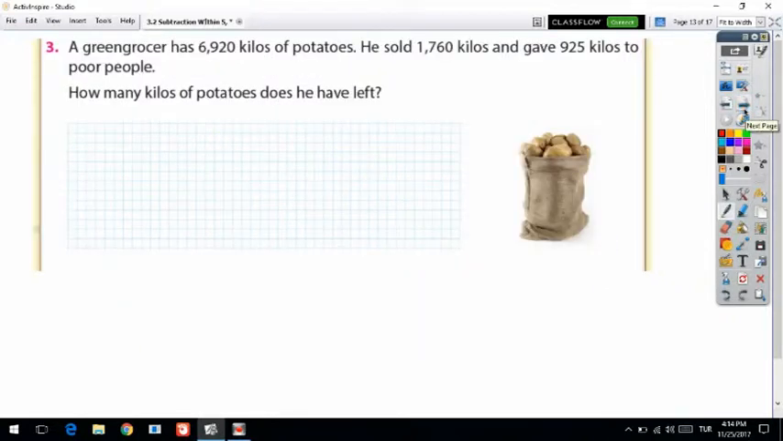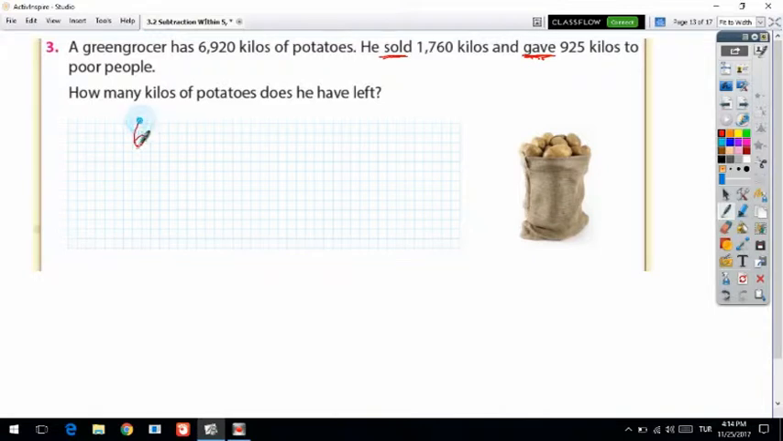Okay, a greengrocer has 6,920 kilos of potatoes. He sold. Sold means subtraction. Sold means take them away. And he gave kilos to poor people. Gave also means to someone or to some places, so subtraction, take them away.